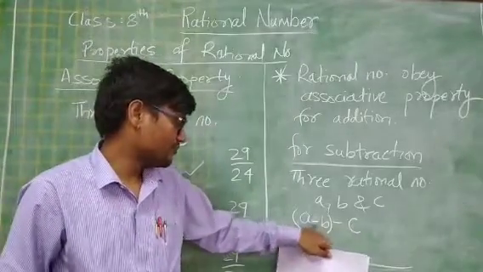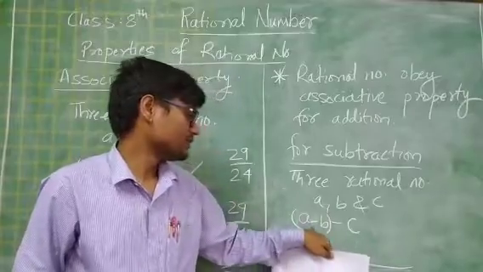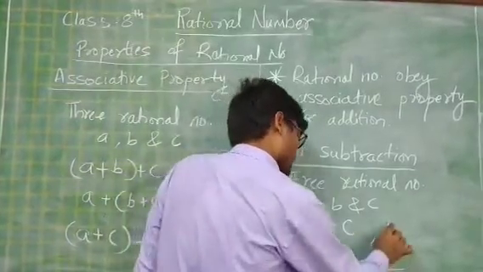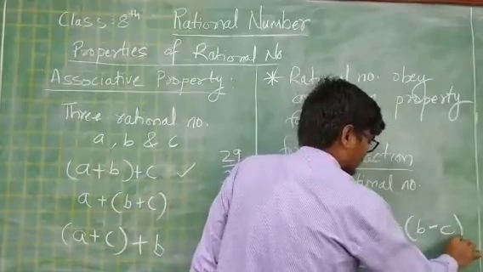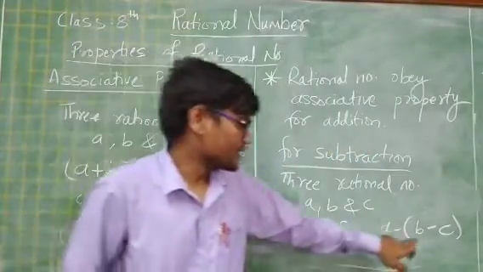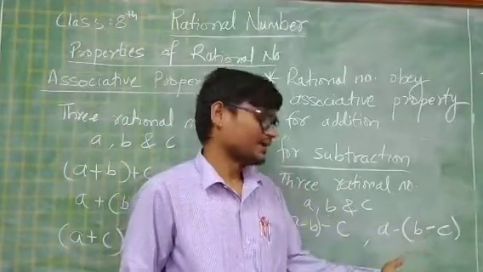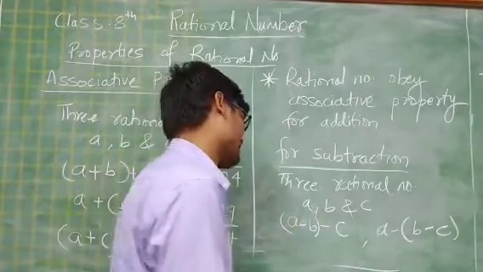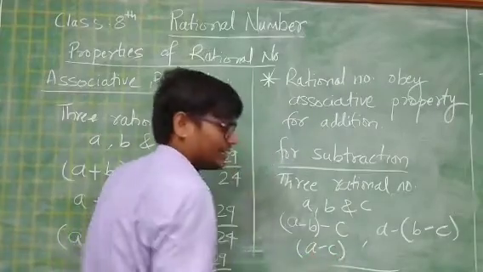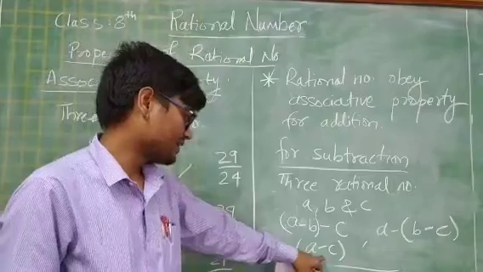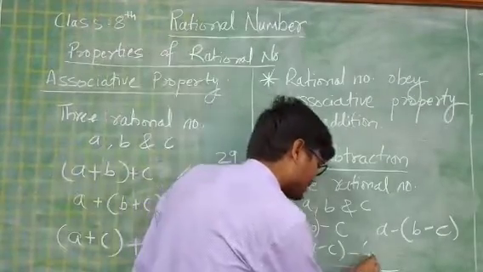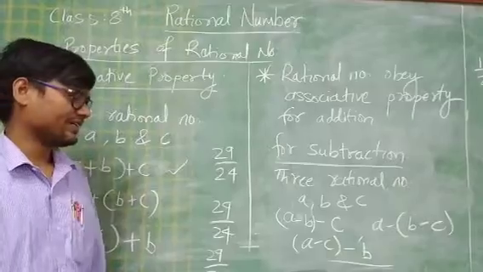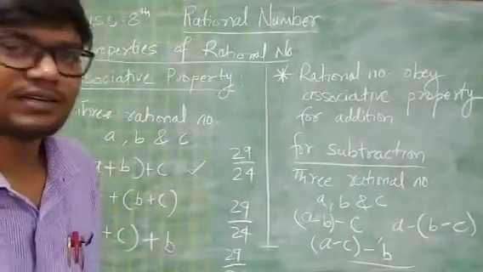First we will subtract B from A, and then we will subtract C from the result of A minus B. Then we will subtract C from B, and the result whatever we will get, we will subtract that from A. And in the third expression, we will subtract A minus C, and from the result we will subtract B. So let us take three rational numbers A, B and C and verify these three expressions.